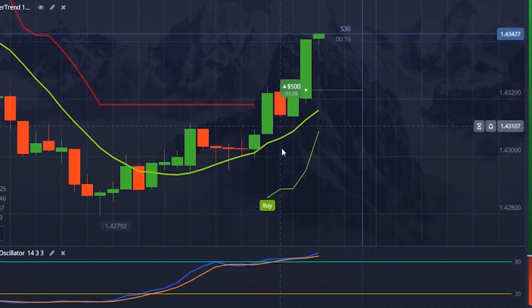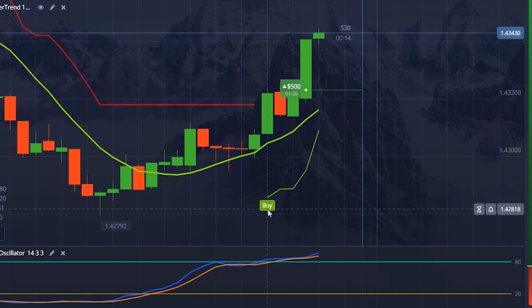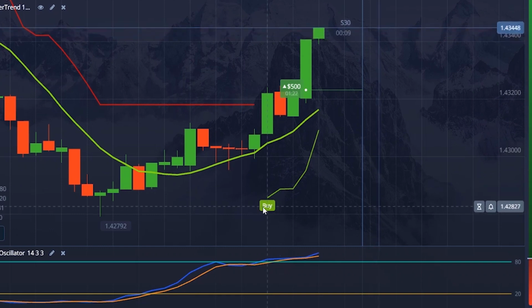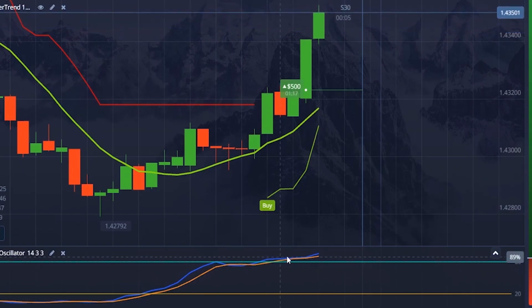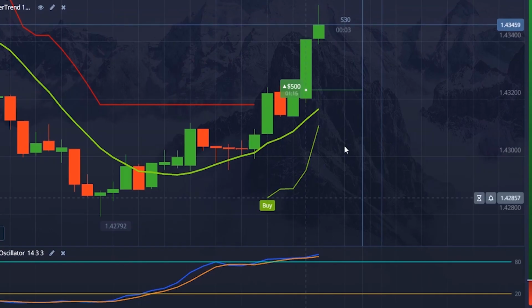Another thing we also put into consideration is our buying indicator. You can see we have a buying signal right here from our Supertrend indicator. The same thing with our Stochastic Oscillator. It's in the overbought condition, giving us another good signal to enter a trade.